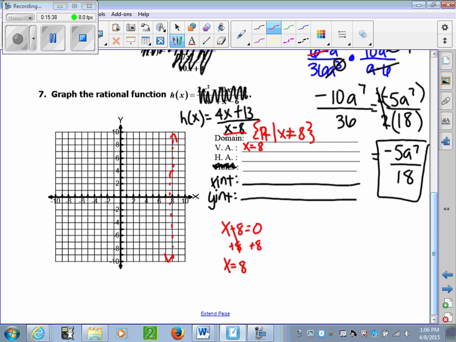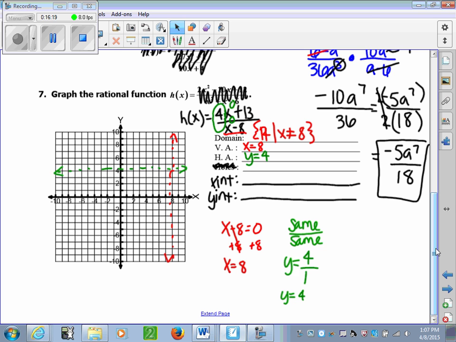So horizontal asymptote. Remember, for the horizontal asymptote, we're looking at the degree of our numerator divided by the degree of my denominator. It's the same degree over same. And so my rule is that my horizontal asymptote is y equals my leading coefficient divided by my leading coefficient, which is 4 divided by 1. So y equals 4. So I'll go ahead and write that right here, and I'll go ahead and draw it on my graph. Okay, so about there.